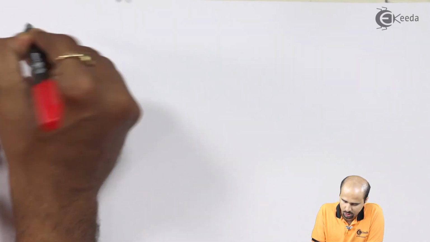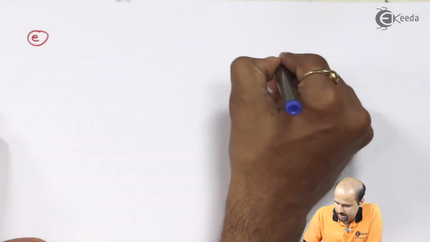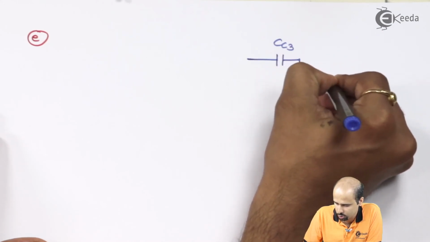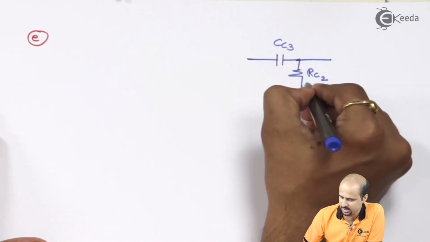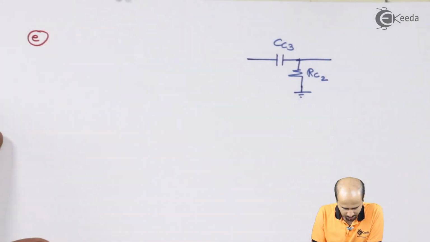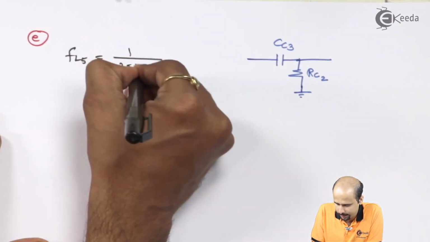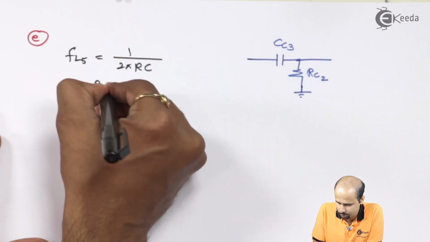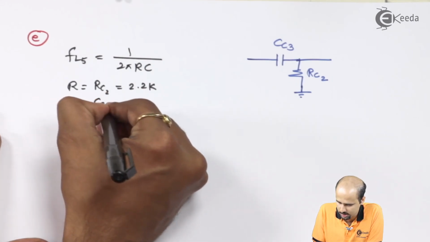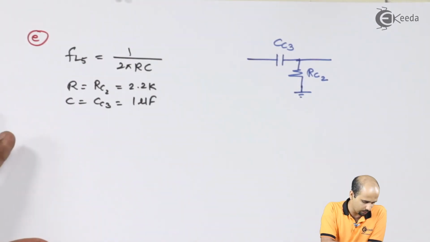So the fourth value we have got up till now, and then we will move towards the last finding, that is from the output stage of the second stage, right? So we'll draw this circuit. The circuit comprises CC3 along with the resistance RC2 only. We don't have other resistances in the picture, so it's a simple RC network, the simplest RC network I can say. And your fundamental formula of frequency FL5 is equal to 1 upon 2 pi RC. R is equal to RC2, that is 2.2k, and C is equal to CC3, that is 1 microfarad. Just calculate this value and get the answer of FL5.